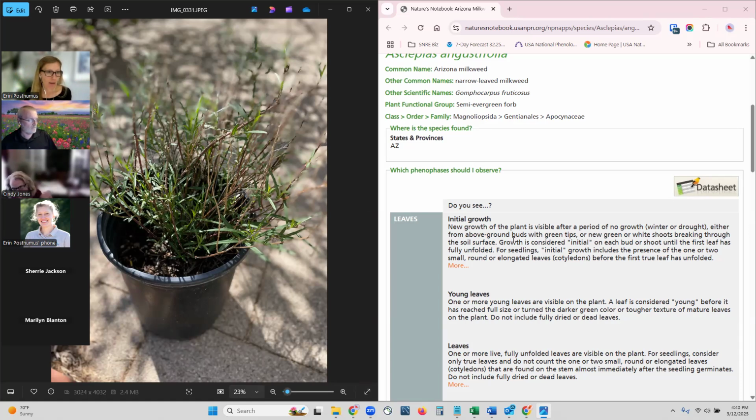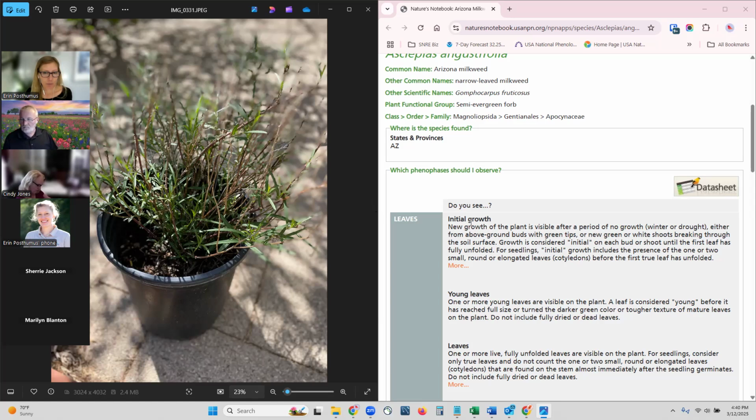And so if we were at that point and the plant was pretty much bare of leaves and we were starting to see fresh new leaves, we could say, yes, we see initial growth. So this is growth after a period of no growth, like winter or drought, from above ground buds or new green and white shoots breaking through the soil surface. So we don't see this in this photo, but if this was a different time of year, we might.